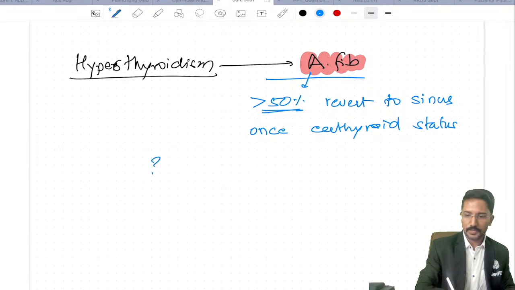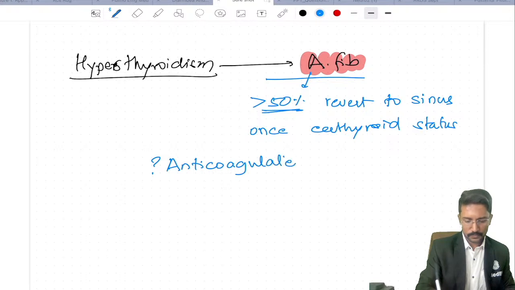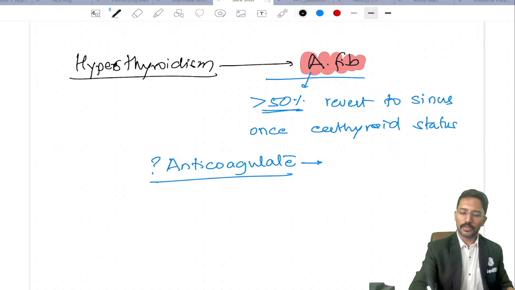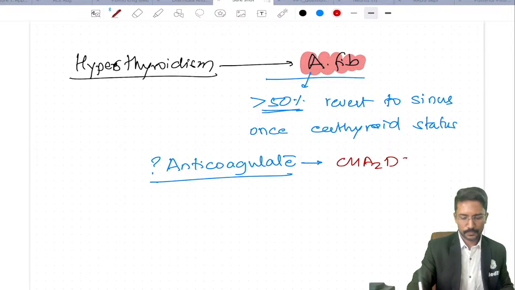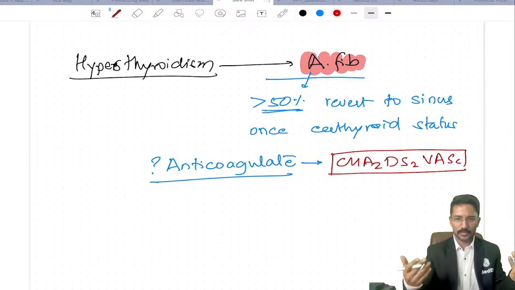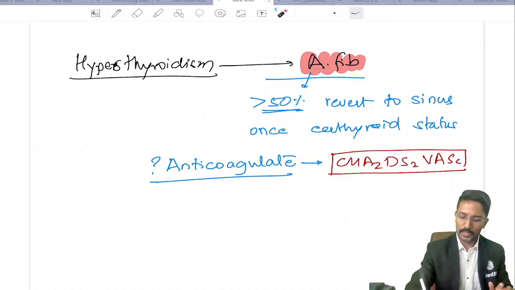Second, will you anticoagulate? Should we anticoagulate a hyperthyroid patient developing atrial fibrillation? The answer is yes, but no. Means it depends on CHA2DS2-VASc score. The score recommends that you should give anticoagulation depending on the patient's risk. If it recommends that there is no risk of embolism, then you don't need to give. Right? It's as simple as that. So it is totally dependent on CHA2DS2-VASc score.